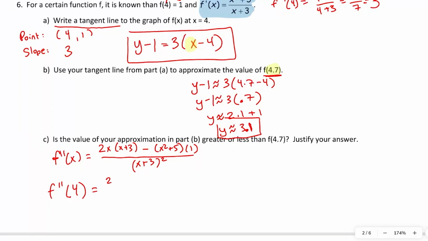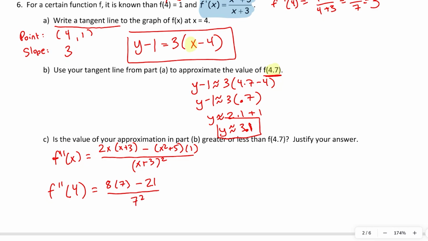So 2 times 4 is going to be 8. 4 plus 3 is 7, so 8 times 7, minus 4 squared is 16. 16 plus 5 is 21. And then the denominator, 4 plus 3 is 7, so it's going to be 7 squared.